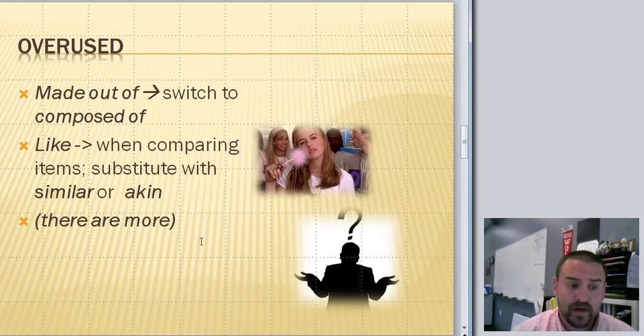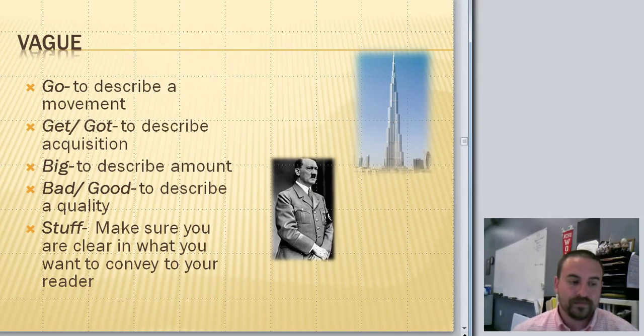Alright, so when comparing items, use similar to. I'm not saying that you can't use like, but try to use it less. If you know that that's one of your problems, get in the habit of using it less. And there are definitely more of these. I can't list every single weak word in this presentation, but if you seem to be using a word more and more and more, that's when you need to cut it off.